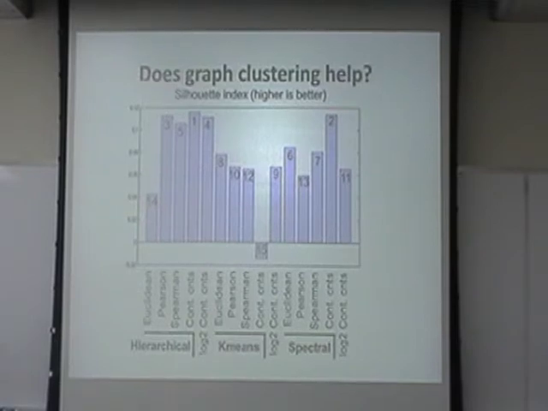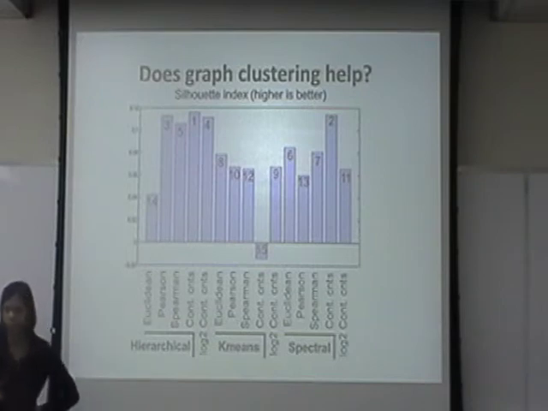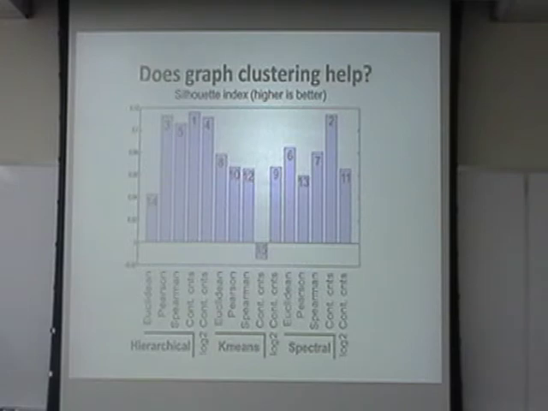And the silhouette index gives you a way to assess the goodness, and it also corrects for over-clustering as well as under-clustering. Okay? It's a number between -1 and 1. If you are under-clustering, you will have a low number. If you're over-clustering, you will have a low number. So the higher the silhouette index, the better you are.